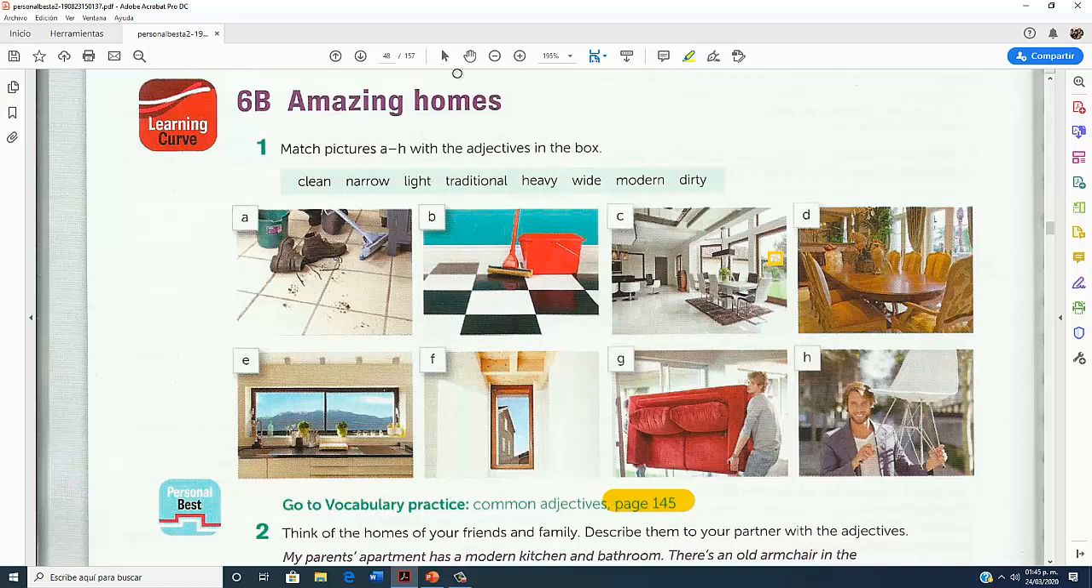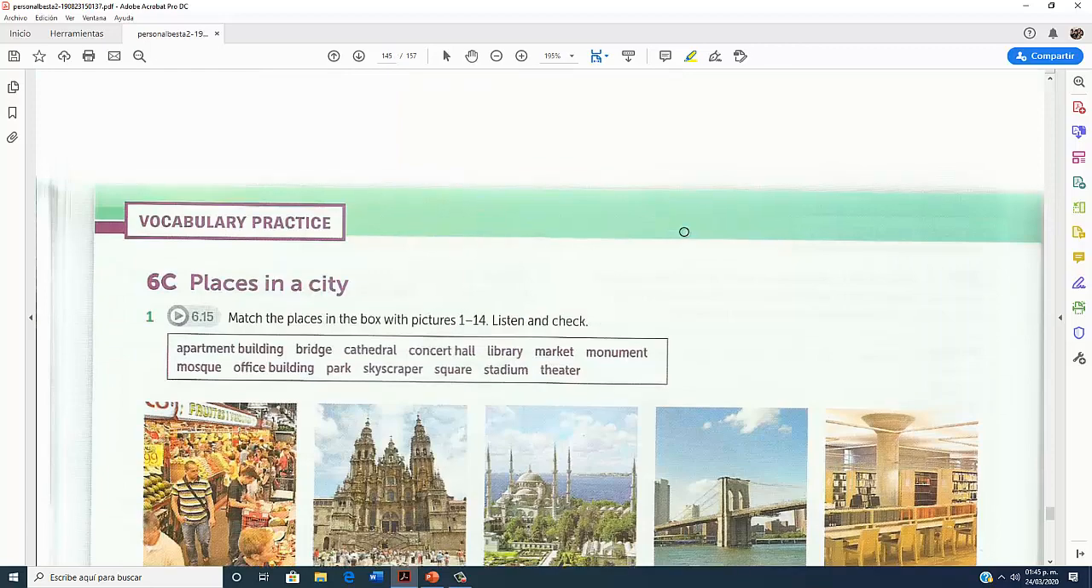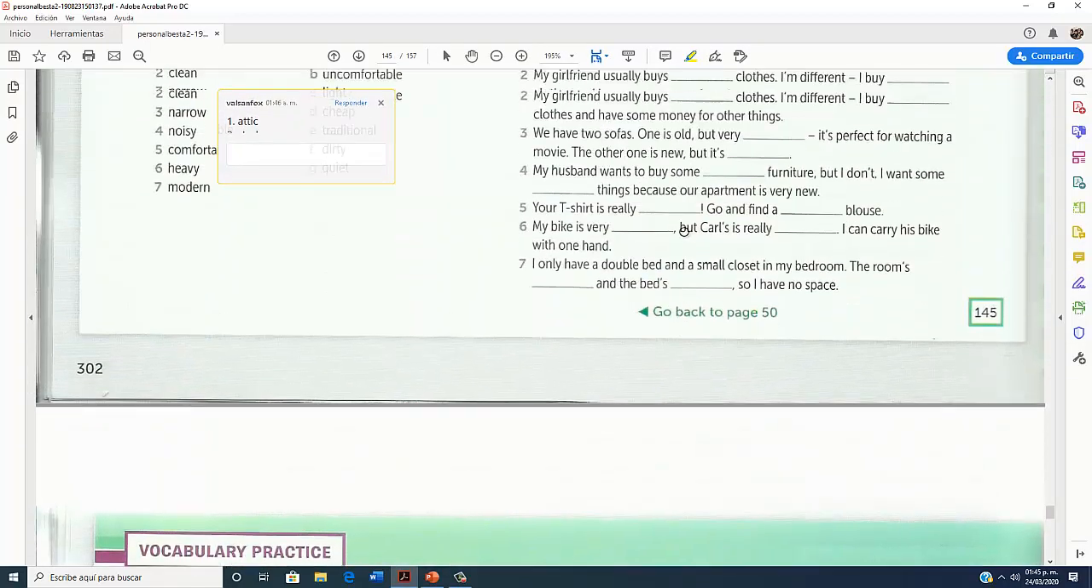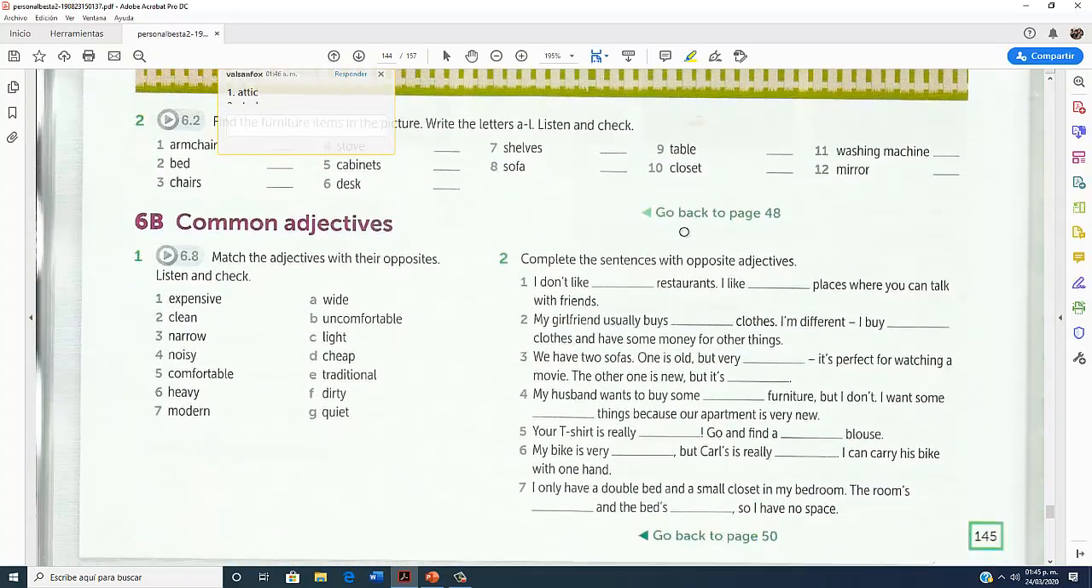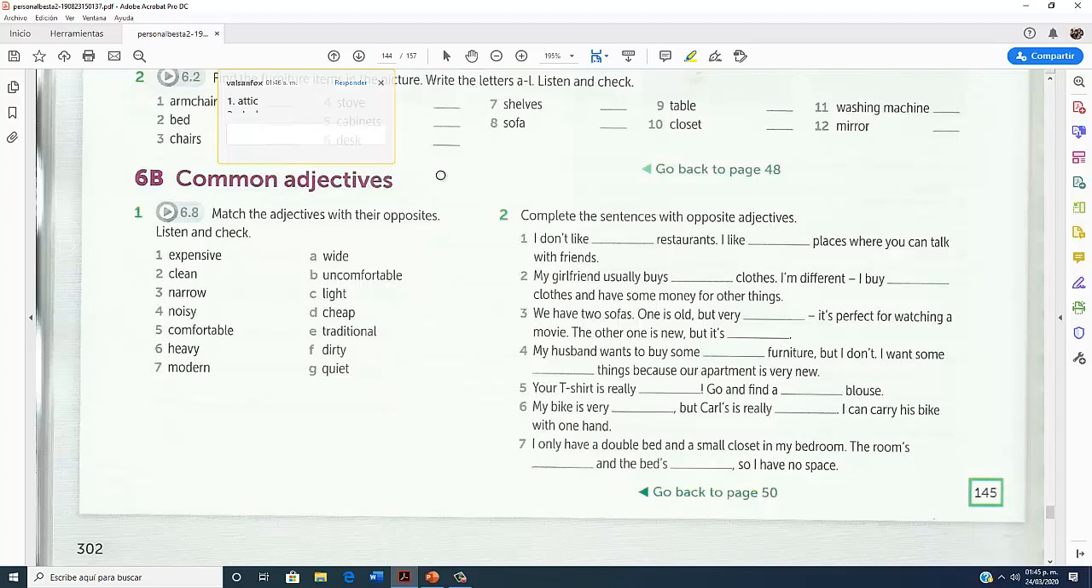Page 145, everyone. We go to that page, and there you will see page 145. Yes, here it is. In this case it is the second part, common adjectives. Here what we need to do is match the adjectives with their opposites, and then check if our answers are okay or not. Here we have expensive, clean, narrow, noisy, comfortable, heavy, modern, wide, uncomfortable, light, cheap, traditional, dirty, and quiet.